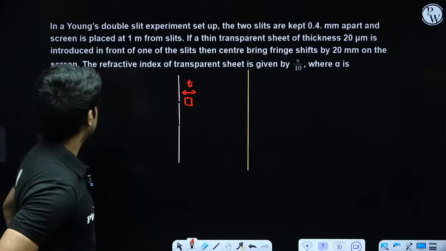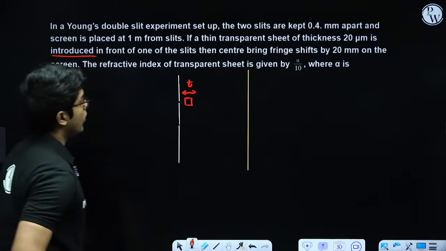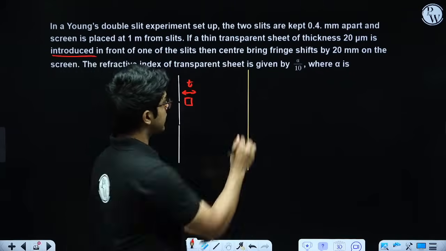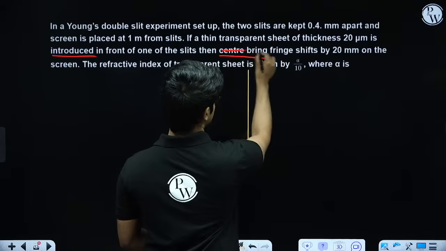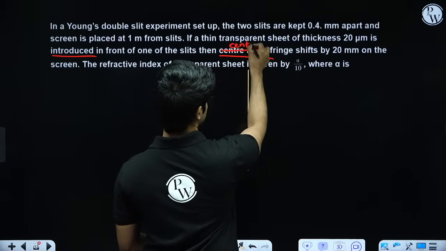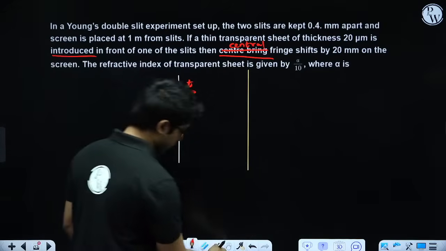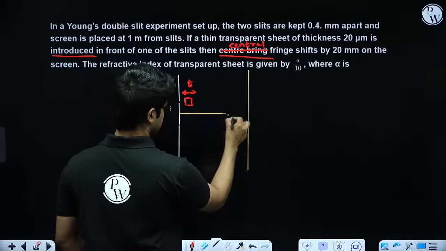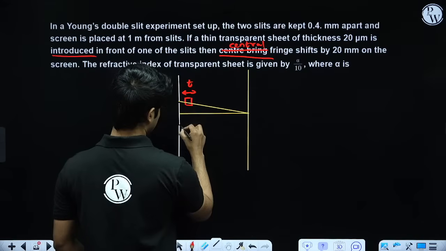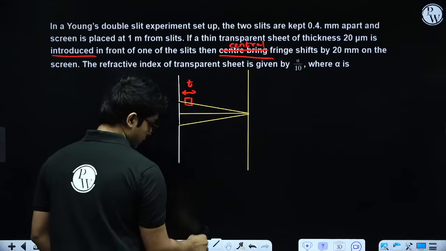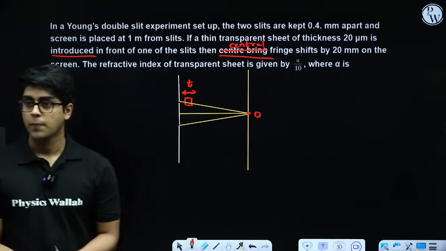Now the question is, when we introduce the glass slab or the glass sheet in front of one of the slits, then the central fringe shifts by 20 mm on the screen. The central fringe is the point which is directly in front of the slits, at the 0 path difference point, the 0 geometrical path difference point. This point is what we call the central fringe or the central maxima.